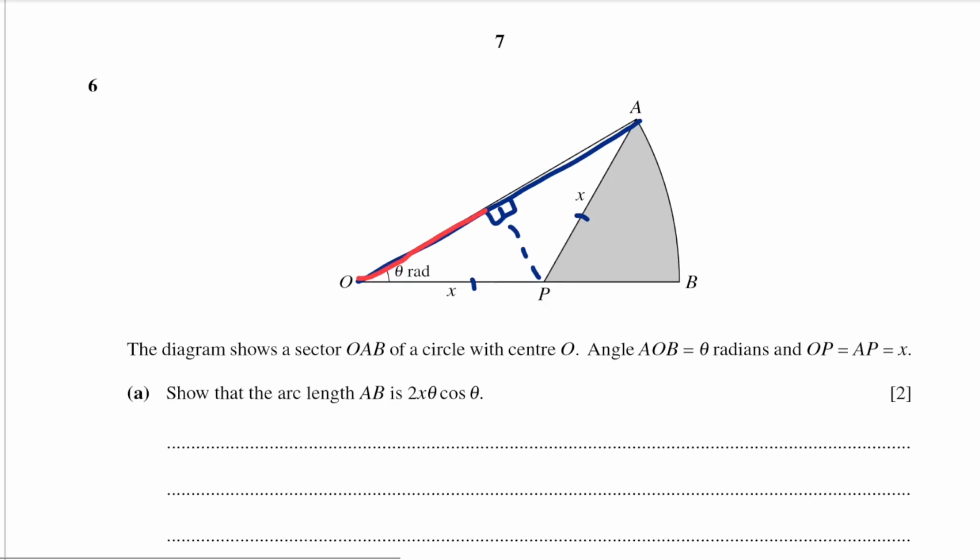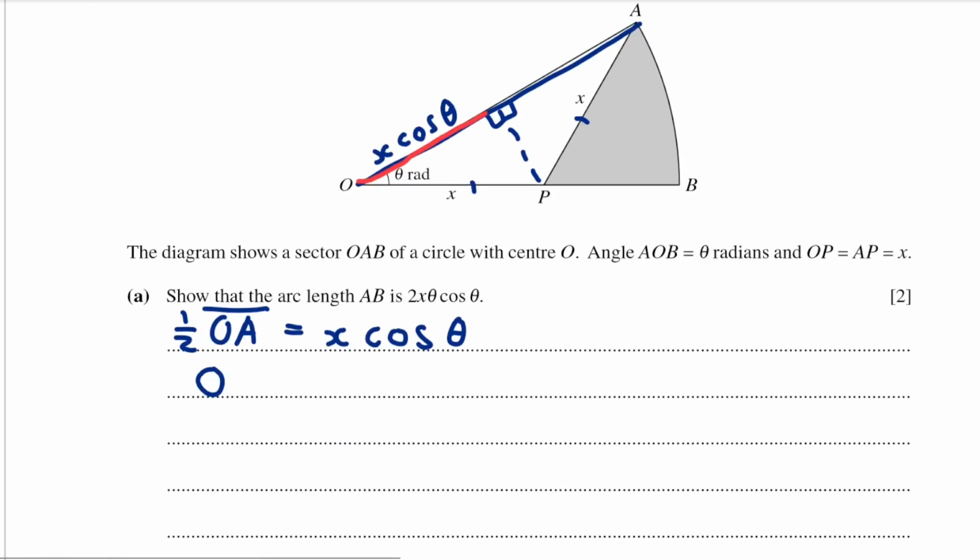Now, how do we find that adjacent side? Well, we know that cosine is adjacent over hypotenuse, so this will equal x times the cosine of theta. Very simple. And that's going to equal half of OA. So half of OA is equal to x times the cosine of theta. Now we're concerned with OA, the full length of OA. So we need to say OA, multiply both sides by 2, equals 2 times x times the cosine of theta.